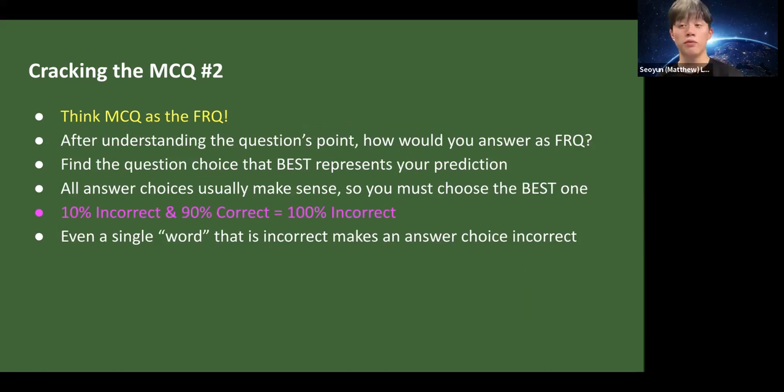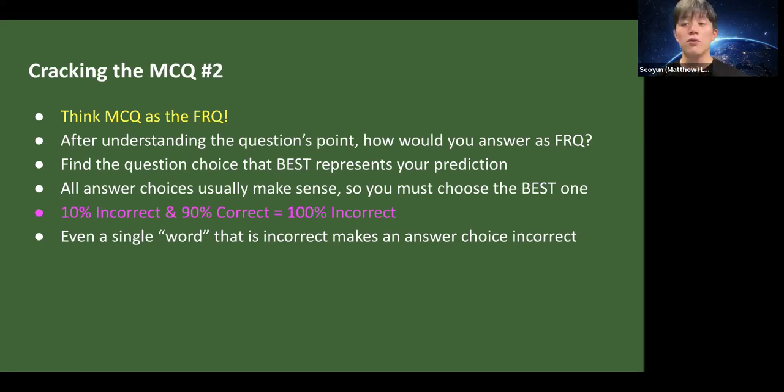After reading the stimulus and understanding what the question is trying to ask, and after reading the question, how would you answer that MCQ question as an FRQ? Then you should move on to find the answer choice that best represents your prediction. So again, think of the MCQ as the FRQ. You're just confirming your educated guess of what the answer might be.